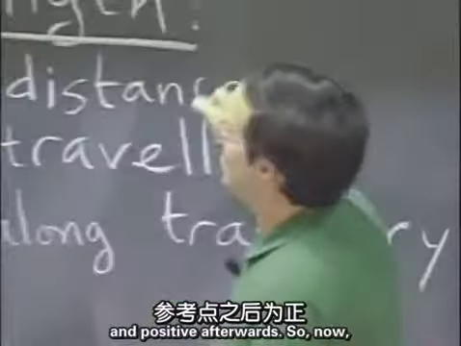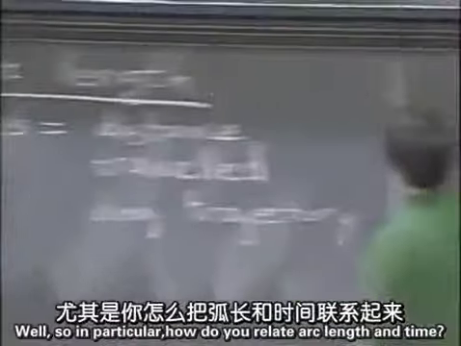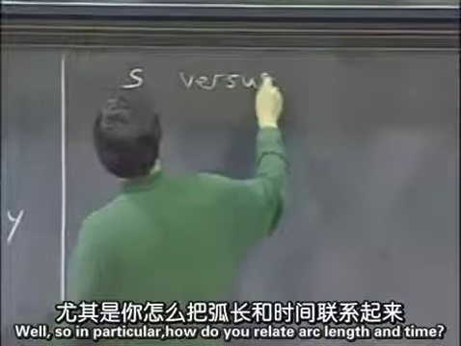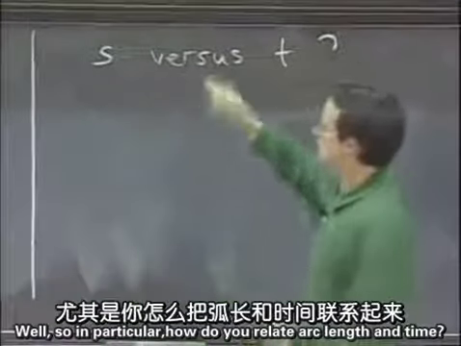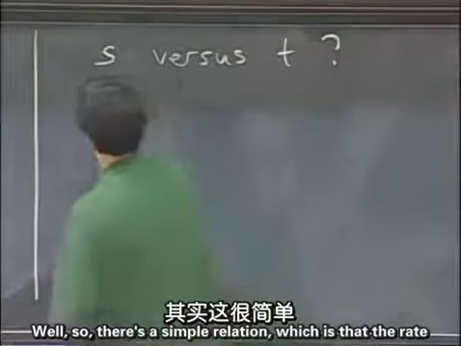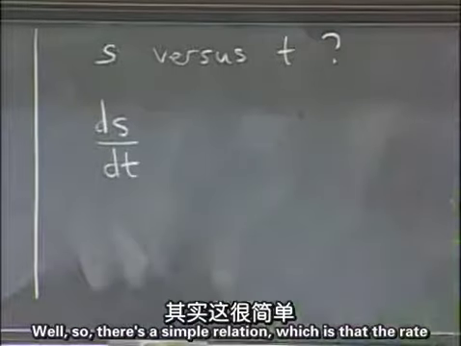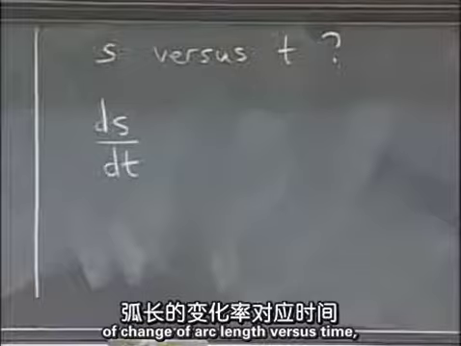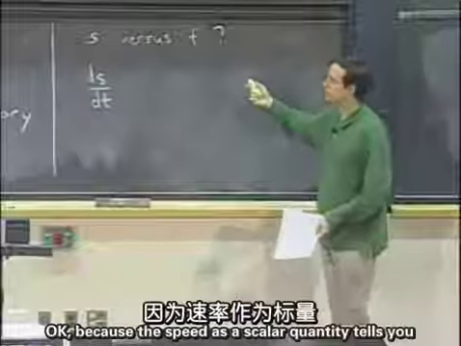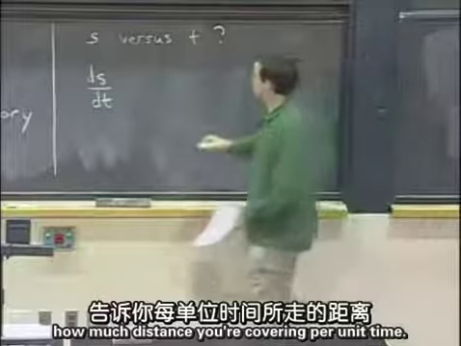So now, how does it relate to the things we've seen there? Well, in particular, how do you relate arc length and time? Well, there's a simple relation, which is that the rate of change of arc length versus time, that's going to be the speed at which you're moving, okay? Because the speed, as a scalar quantity, tells you how much distance you're covering per unit time.